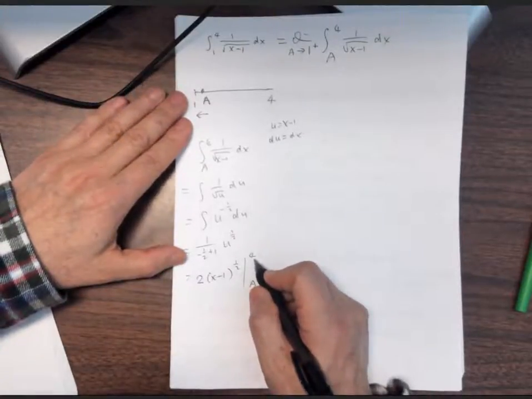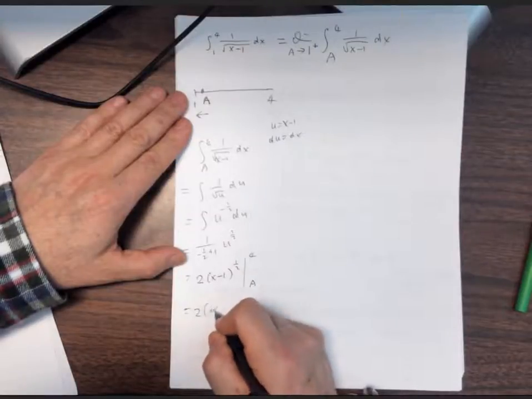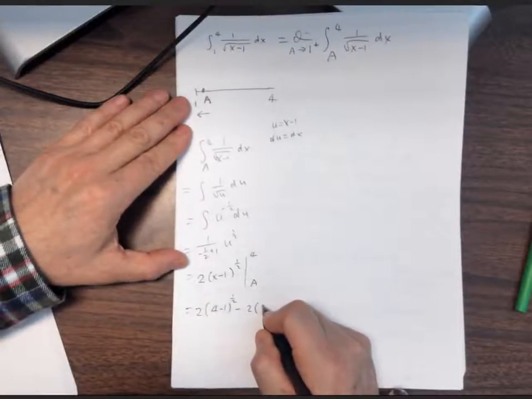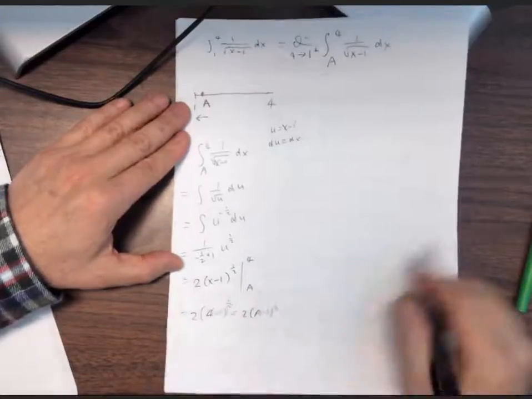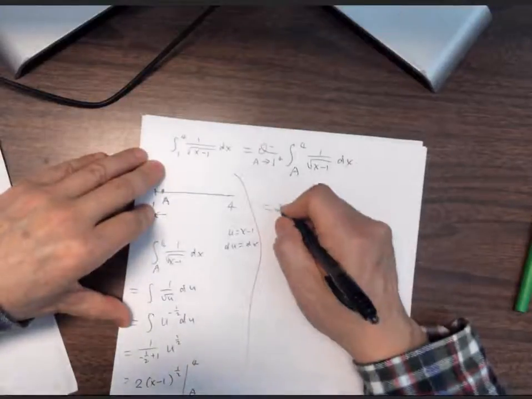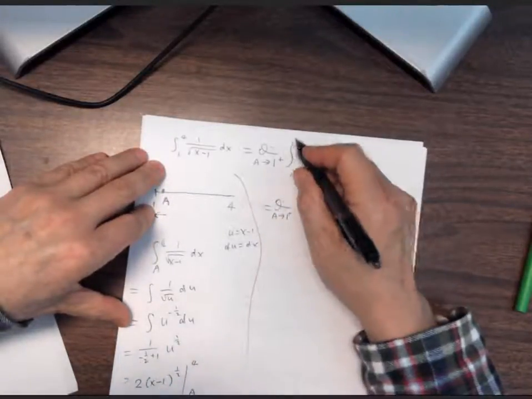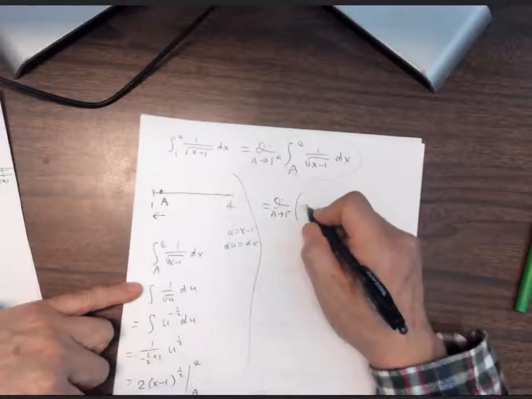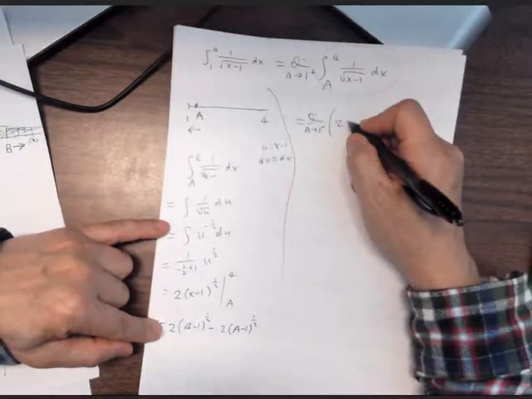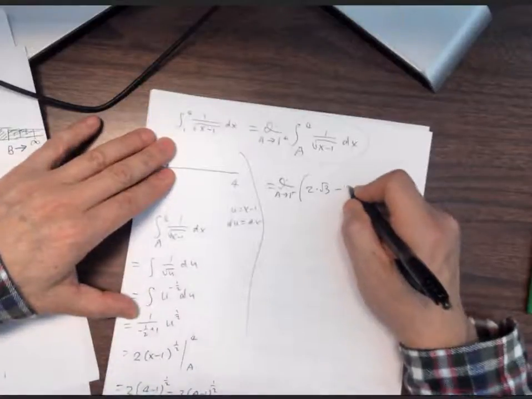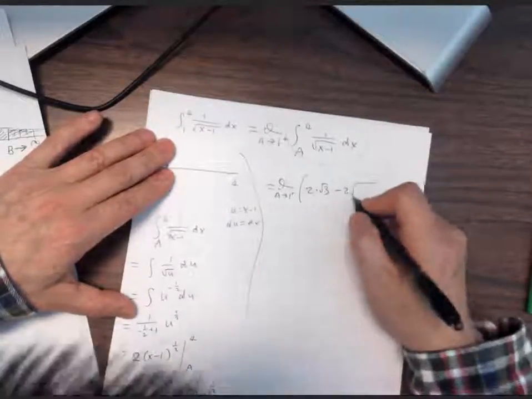Now plug in. So the main work, we figure out the integral capital A to 4, which is 2 times that's like 3, so square root of 3, that's a final number there, minus 2 times square root of A minus 1.